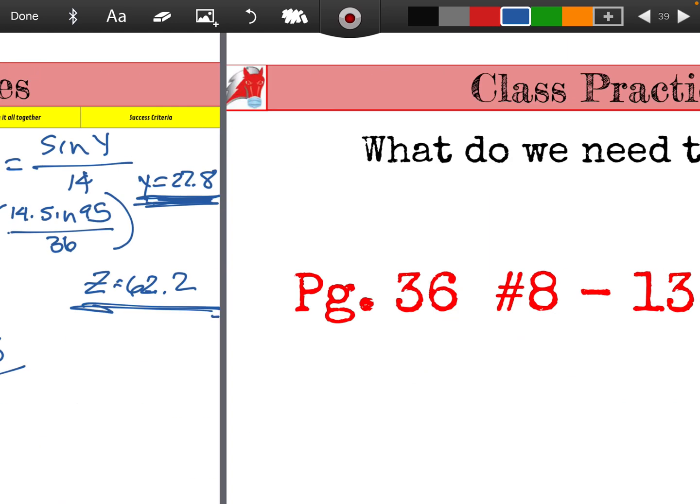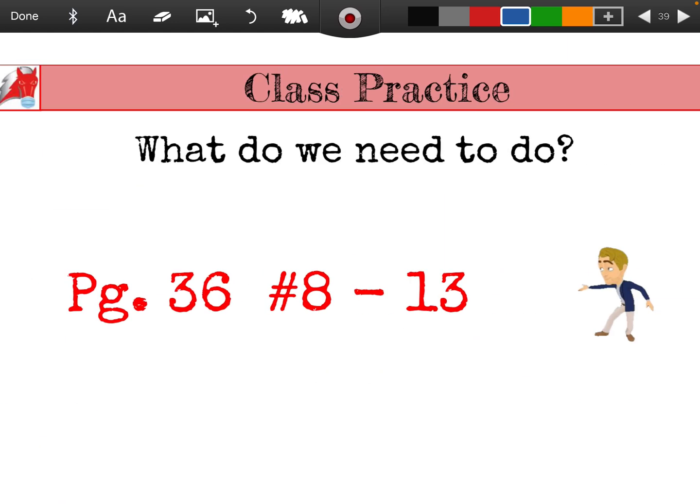Hopefully that makes sense. Your last little piece, all of page 36, which is number 8 through 13, just practicing with law of cosines, angles, sides, multiple things to be solved. Remember, only law of cosines once, then you can switch to law of sines.